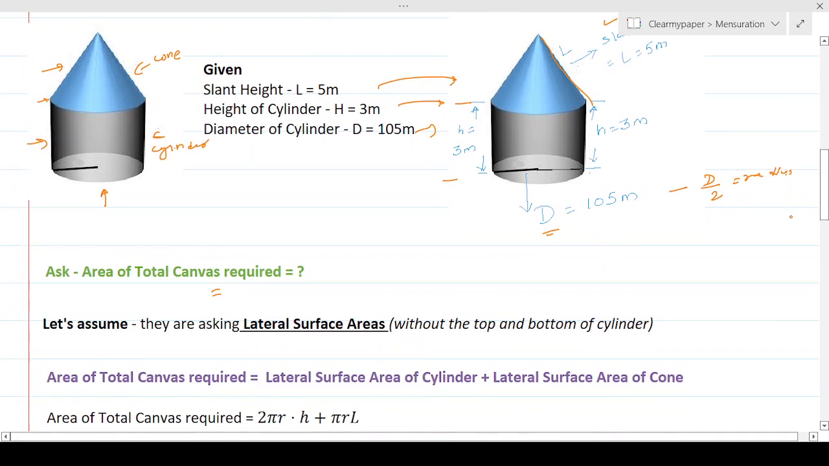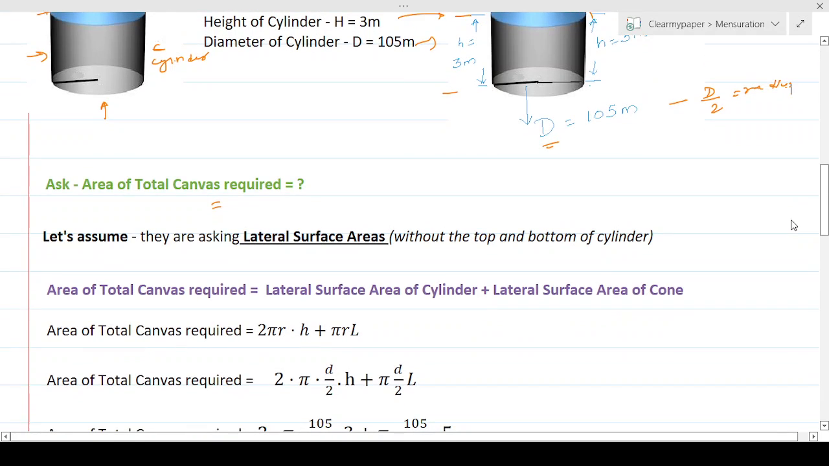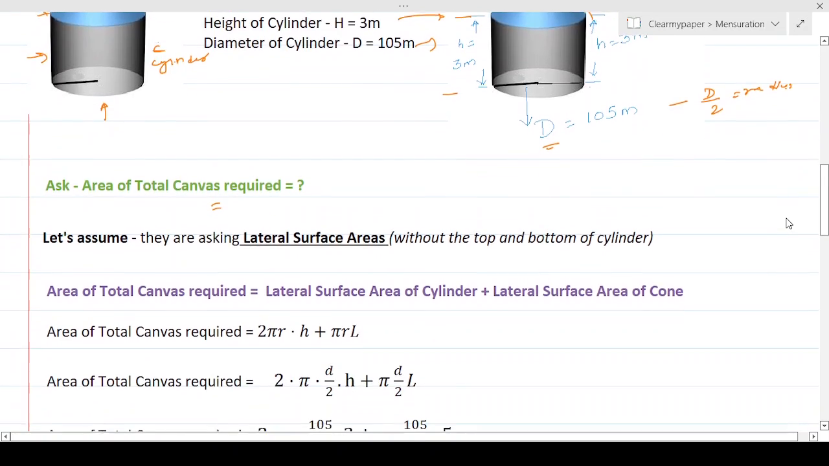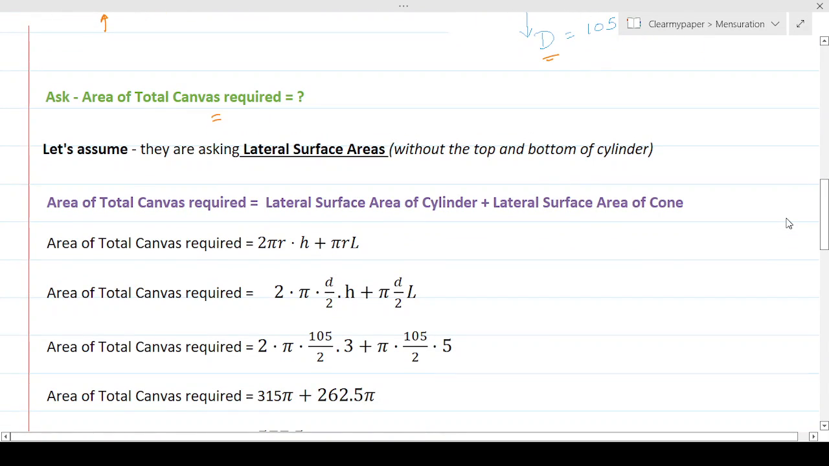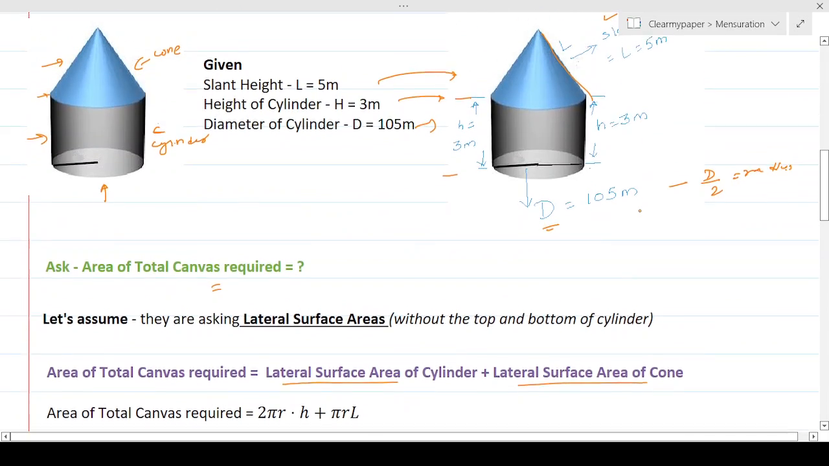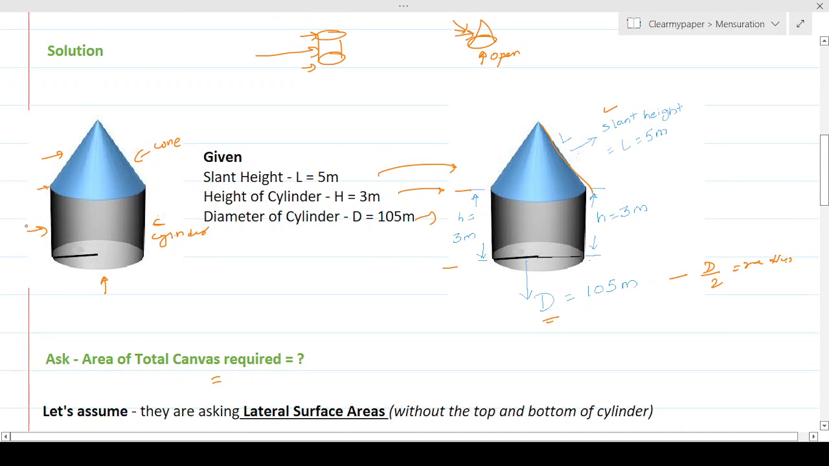The only main challenge is to recall the formula for the cylinder's surface area and the cone's lateral surface area. So what do we have? Based on our assumption, the area of the total canvas required is going to be equal to the lateral surface area of the cylinder plus the lateral surface area of the cone. Like I said, for the lateral part, we'll keep the bottoms open and the tops open.